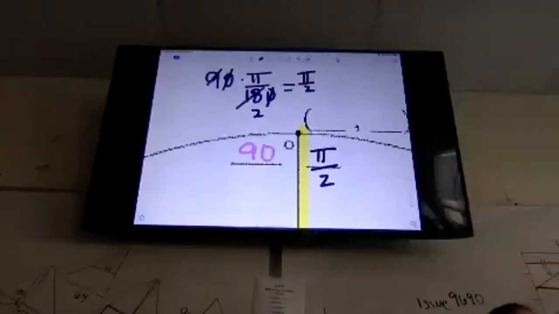Remember when we learned about radians the other day, I said a lot of times it has a pi in it. So welcome to the world of pi's. A lot of fraction work here too.